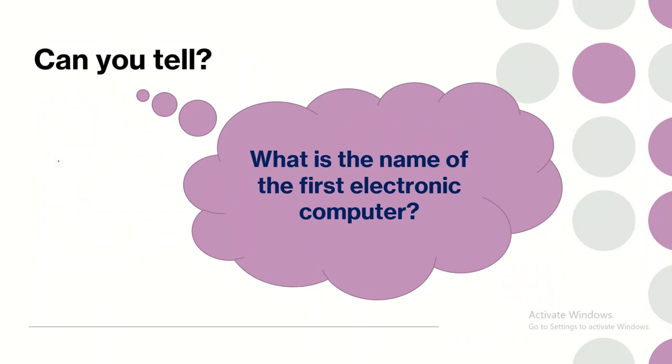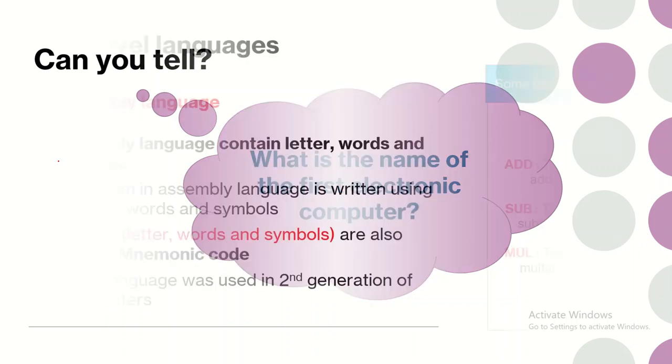The second question that I want to ask you is, what is the name of the first electronic computer? So this is your task. You have to find out. You have to Google it and find out and write down its name in your yellow books.